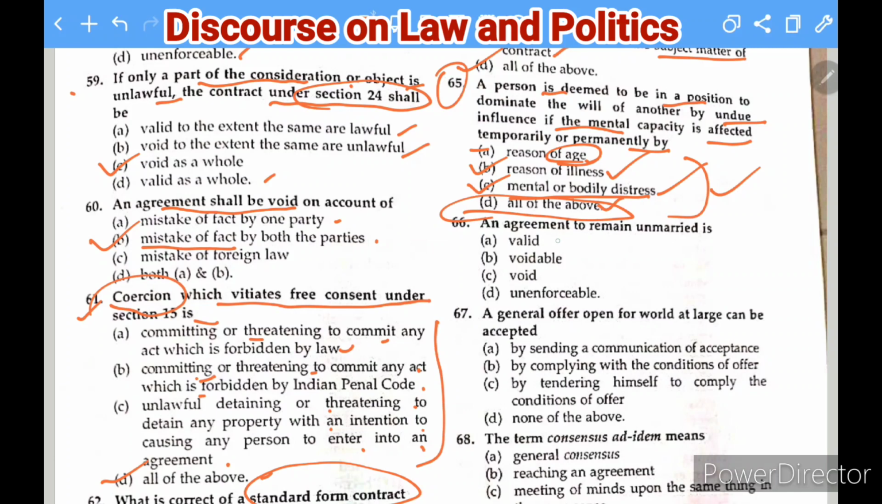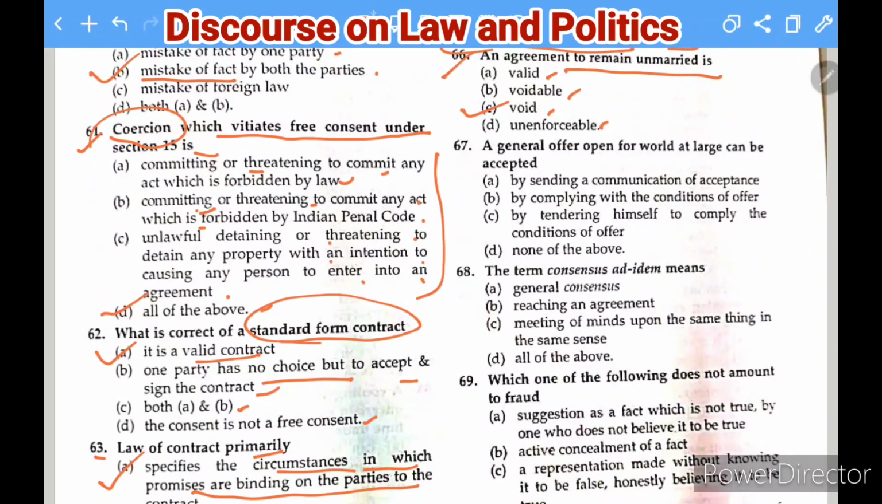Okay. Moving to the next question, question number 66. An agreement to remain unmarried, whether it is valid, voidable, void, unenforceable. So just give your answer here. For example, if A does a kind of agreement that he will remain unmarried, whether that would be a valid one. Of course it is a restraint of marriage, so therefore it would be void.